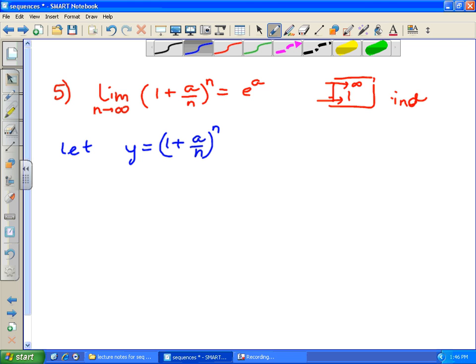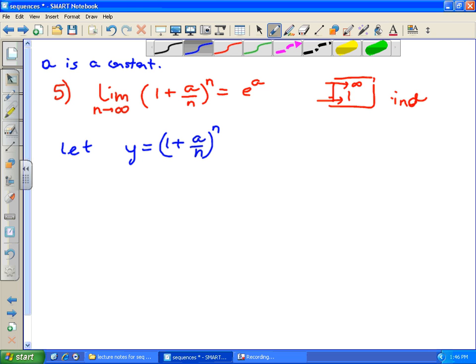I see the variable here is n. a is just a constant. Assume a is a constant, basically any real number. So the variable is n here. So the base has a variable, and the power has a variable.